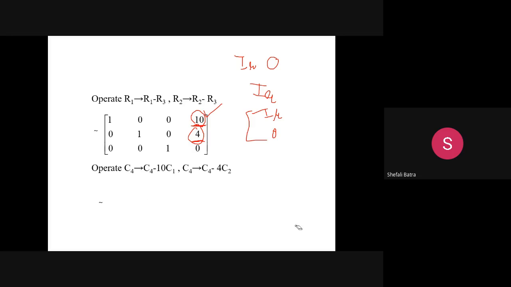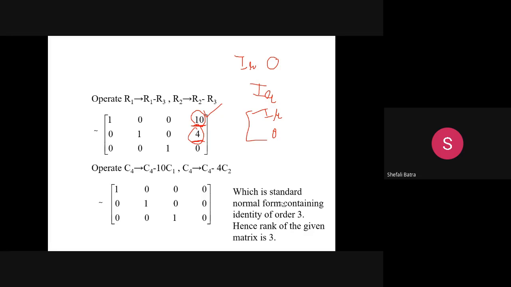So you are applying this and you are at this normal form containing identity of order 3. Hence, the rank of given matrix is 3. I hope it is clear. Again, I'm repeating. What is the normal form?